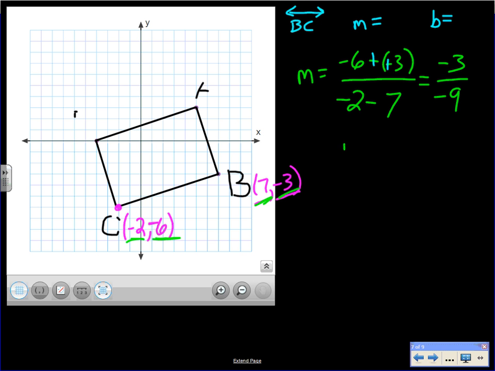Well, since they're both negative, we know a negative divided by a negative is going to be a positive. So all we have to do now is reduce 3 over 9. And when we reduce 3 over 9, 3 goes into 3 once, 3 goes into 9 3 times. So we have calculated the slope to be 1/3.